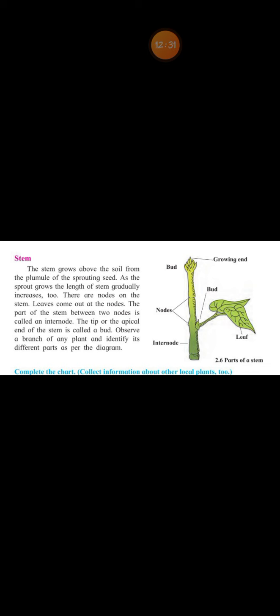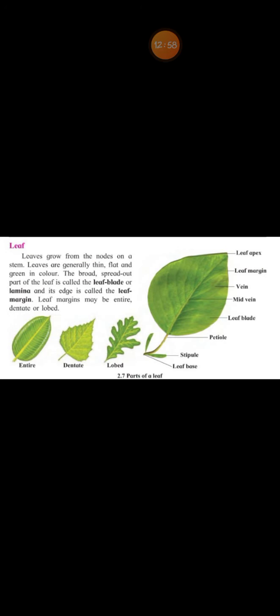Fine? See, children, figure 2.6, parts of a stem. You can see the growing end, yes, bud, right? The nodes, leaf, internode, yes, children, these are all parts of a stem. Fine? Then we will see about leaf.